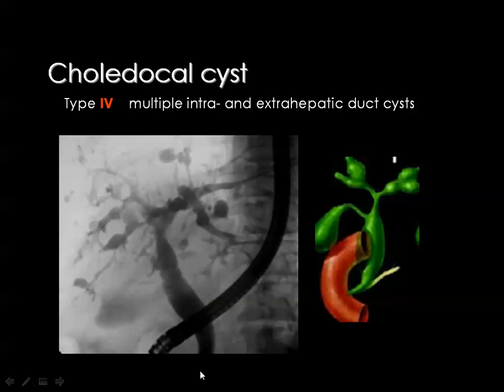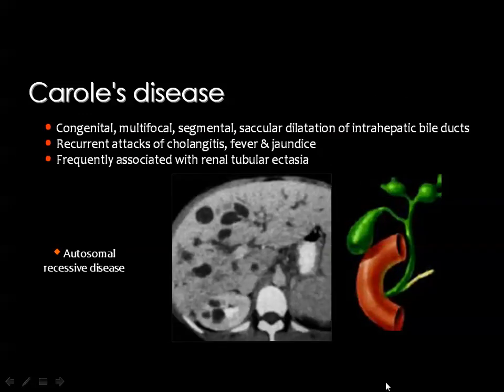And type 4, multiple dilatations of the intrahepatic, as you can see, as well as the extrahepatic biliary ducts. Type 5 is Caroli disease, where there are multiple cystic dilatations of the intrahepatic biliary radicals, but the extrahepatic bile ducts are of normal caliber. This is an autosomal recessive disease and may lead to recurrent attacks of cholangitis, fever, and jaundice.